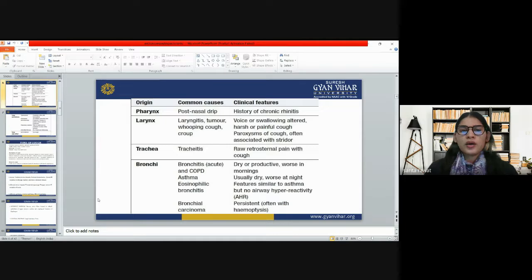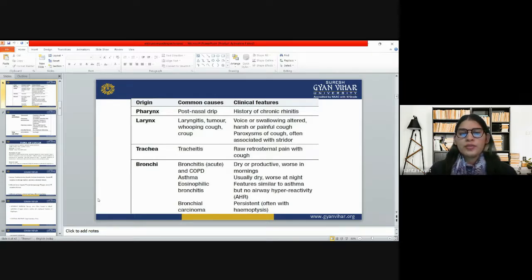In the pharynx, the common cause is post nasal drip, and the clinical feature is a history of chronic rhinitis. Then in the larynx, we have laryngitis, tumor, whooping cough and croup. Because of that, the person may face swelling, altered voice, painful cough, and paroxysms of cough, often associated with stridor. Then in the trachea, tracheitis happens. The clinical feature of that is raw retrosternal pain with coughing.